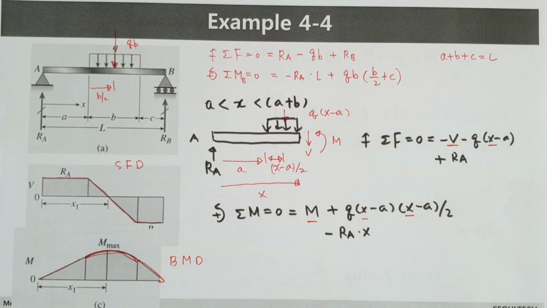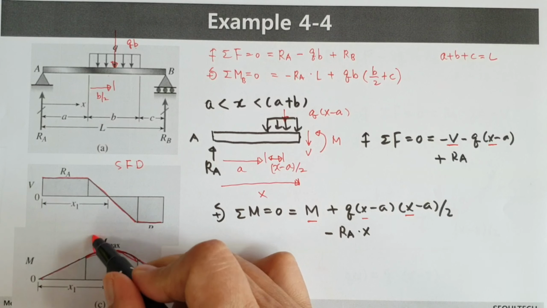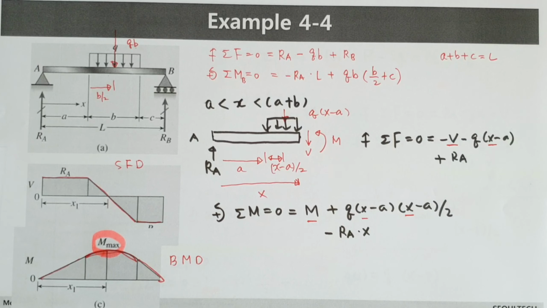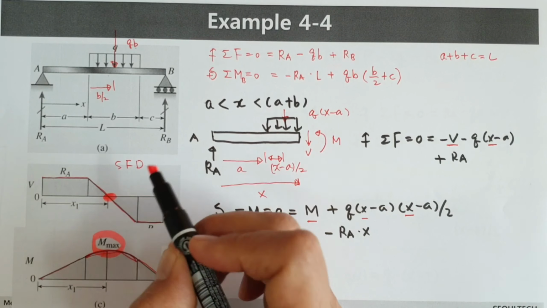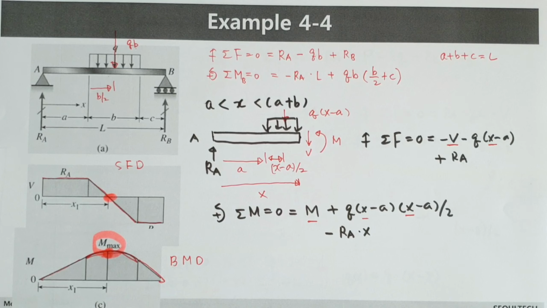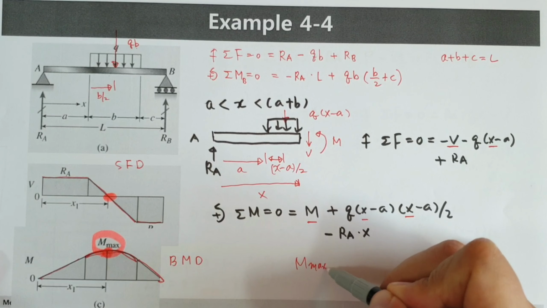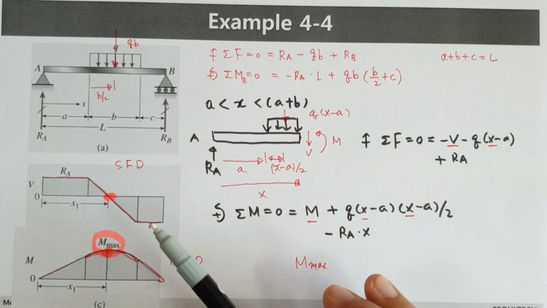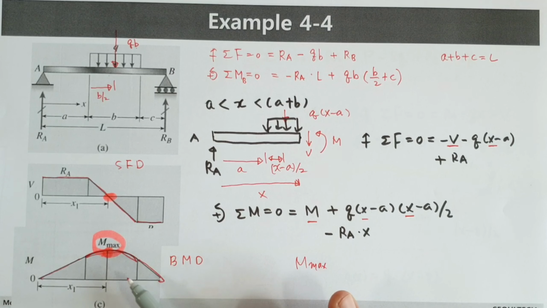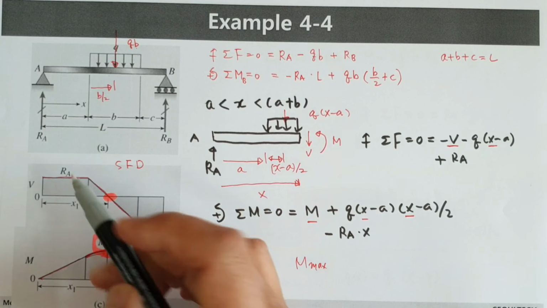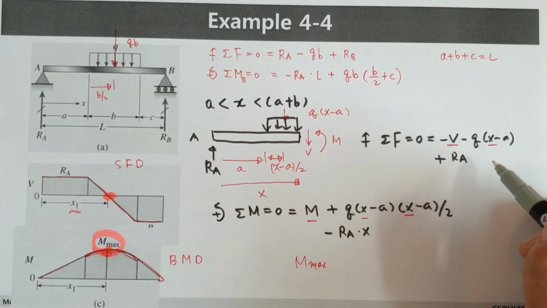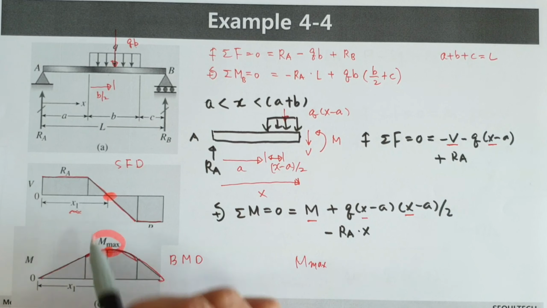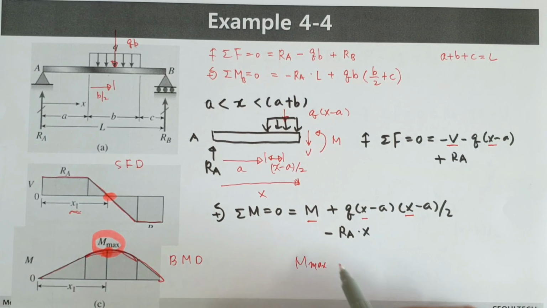We are very interested in the maximum value of bending moment. Maybe the maximum bending moment happens when shear force is 0 or changes direction. This position is the maximum bending moment. In order to find it, we draw the shear force diagram and the bending moment diagram. You can calculate where the x1 position is. If V equals 0, then you can calculate x. Then when you substitute this position x1 here, you can calculate the maximum bending moment.